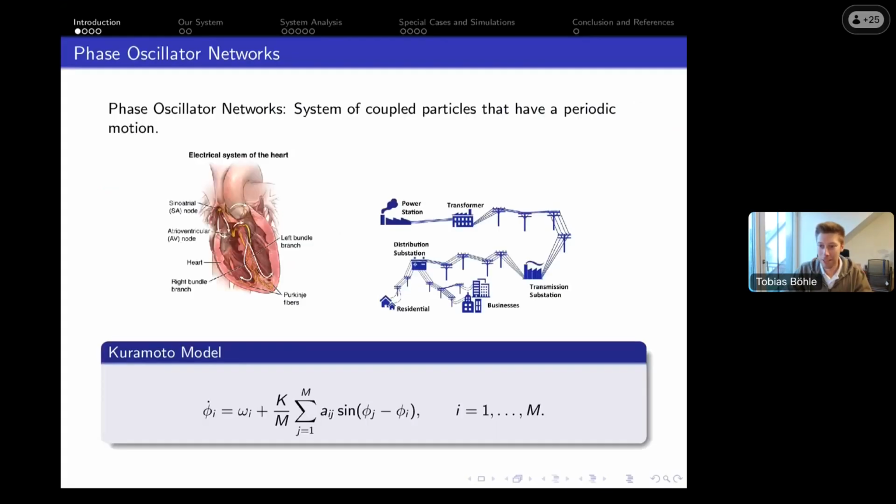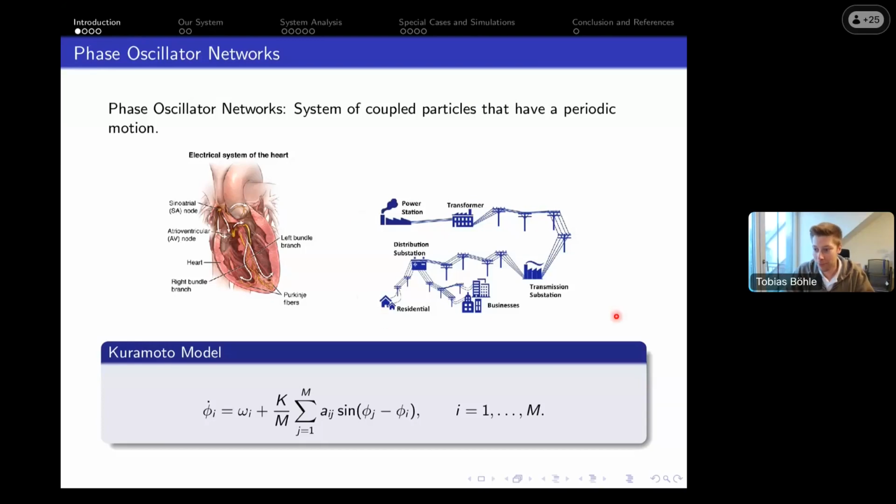So let me start with a very brief introduction of phase oscillator networks. An oscillator is basically everything that has some kind of periodic or repeating motion. For example, in the heart, or more generally in the sinoatrial node, there are many cells that determine the rhythm of the heart. So that's some kind of repeating motion.